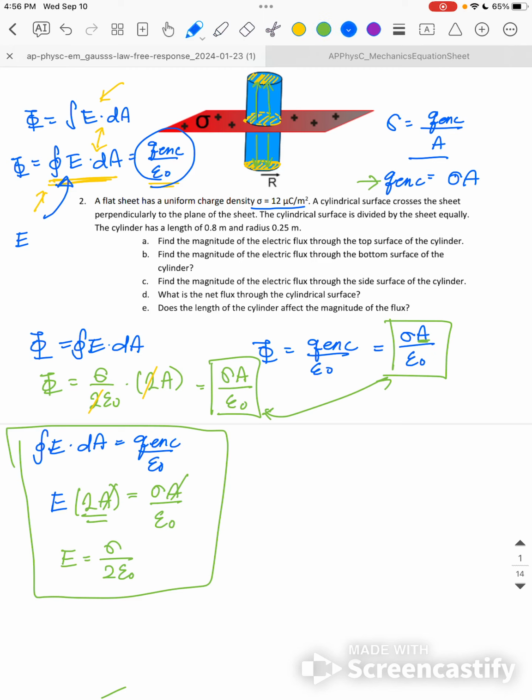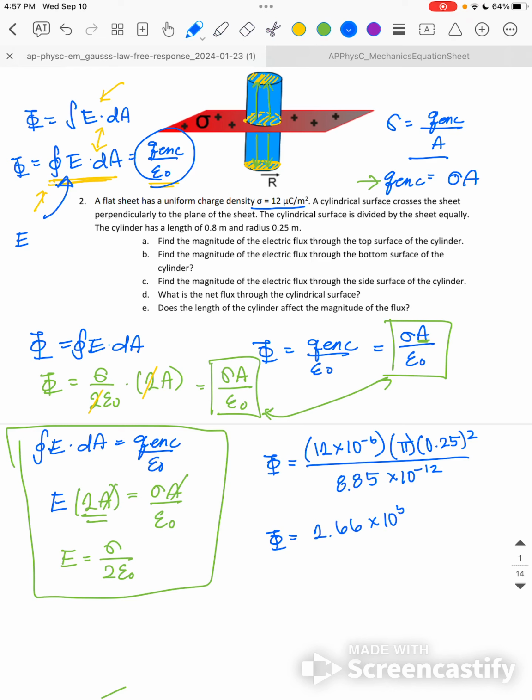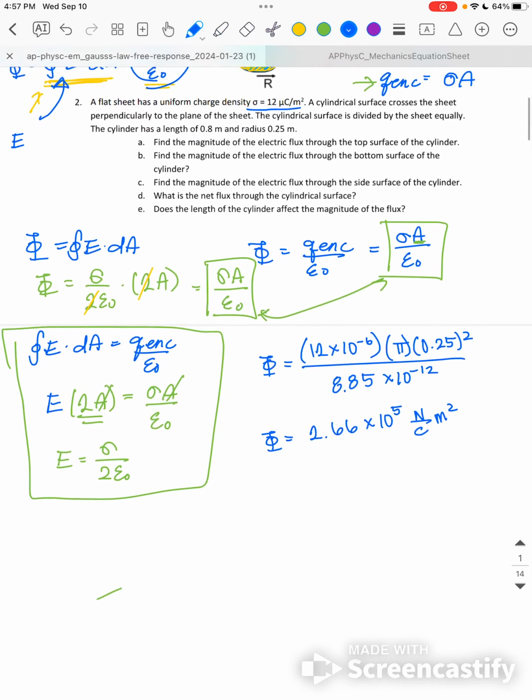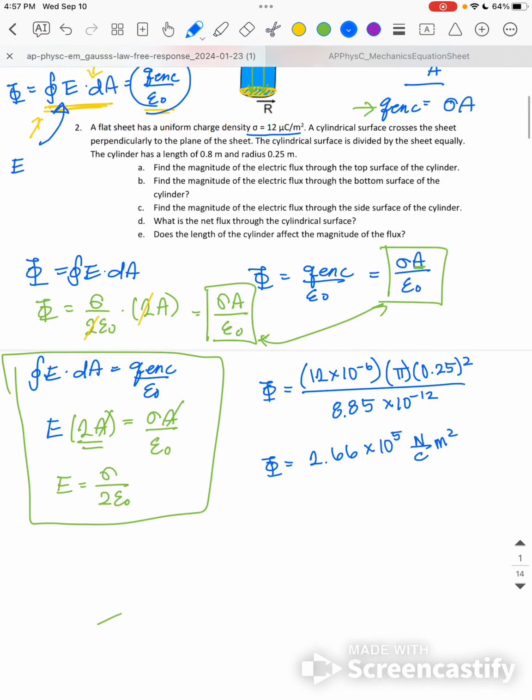So I'm going to plug in the numerical value for our flux equation. 12 times 10 to the negative 6 is my charge density. And then my area is pi times r squared, so 0.25 squared, over epsilon naught, which is in your equation sheet, 8.85 times 10 to the negative 12. When you plug that in your calculator, you get 2.66 times 10 to the 5th, and this would be newtons per coulomb meters squared.